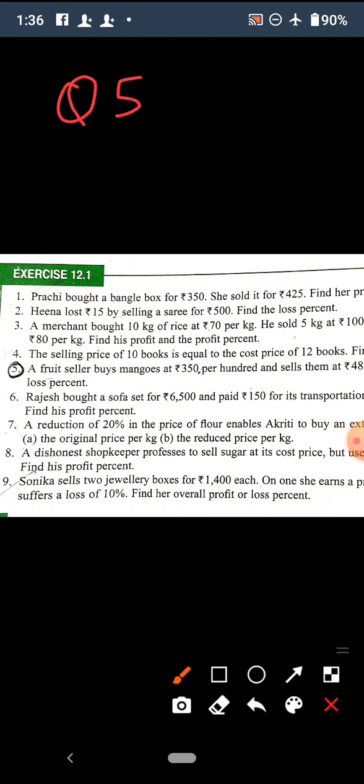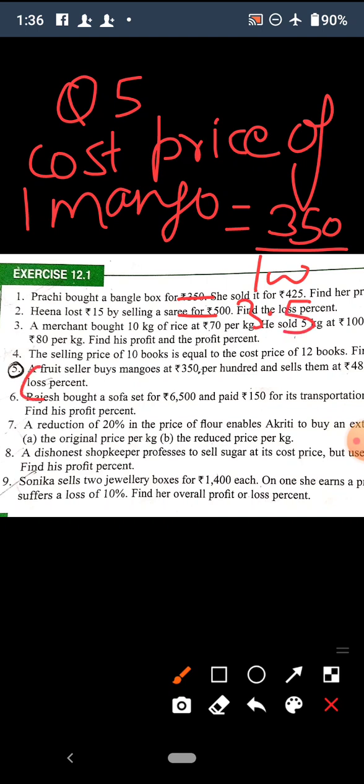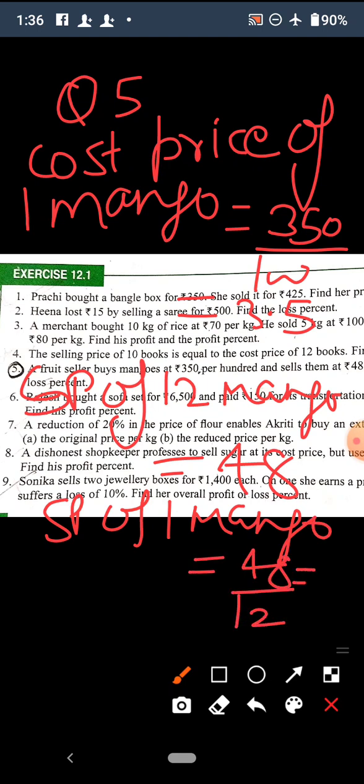A fruit seller buys mangoes at rupees 350 per 100, which means 100 mangoes come for rupees 350. So what is the cost price of one mango? So cost price of one mango will be 350 divided by 100. So it is 3.5. And selling price of a dozen, meaning 12 mangoes, is 48. So selling price of one mango will be 48 divided by 12, that is 4. So this is your cost price and this is your selling price.